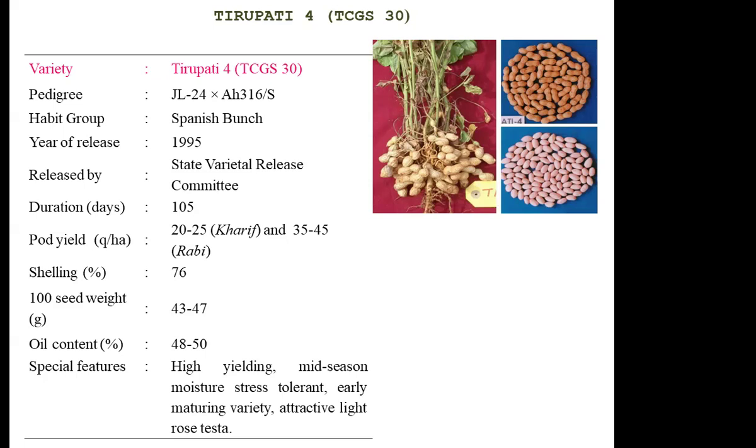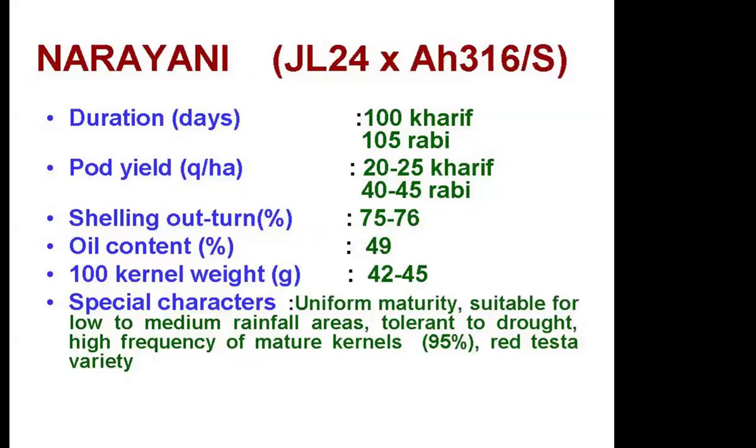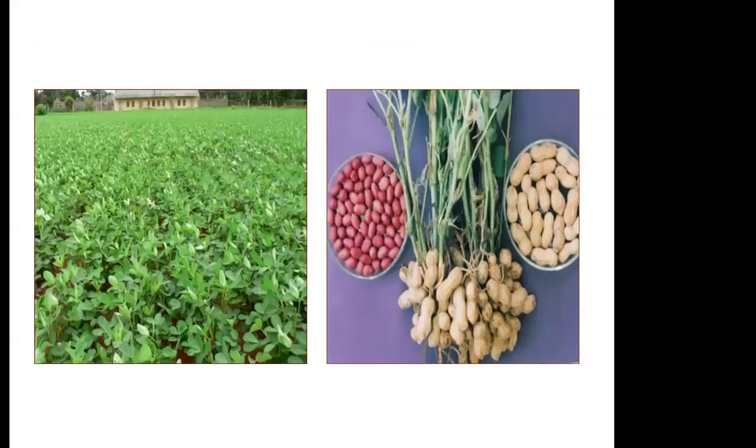This is the Tirupati 4 variety, again with attractive testa color, and only because of lack of drought tolerance, it has not become that popular. Next slide. Narayani, this I have already explained. Next slide, please. This is Narayani. You see the fast growth in the photo. That is a uniform early vigor. That is the advantage of Narayani.